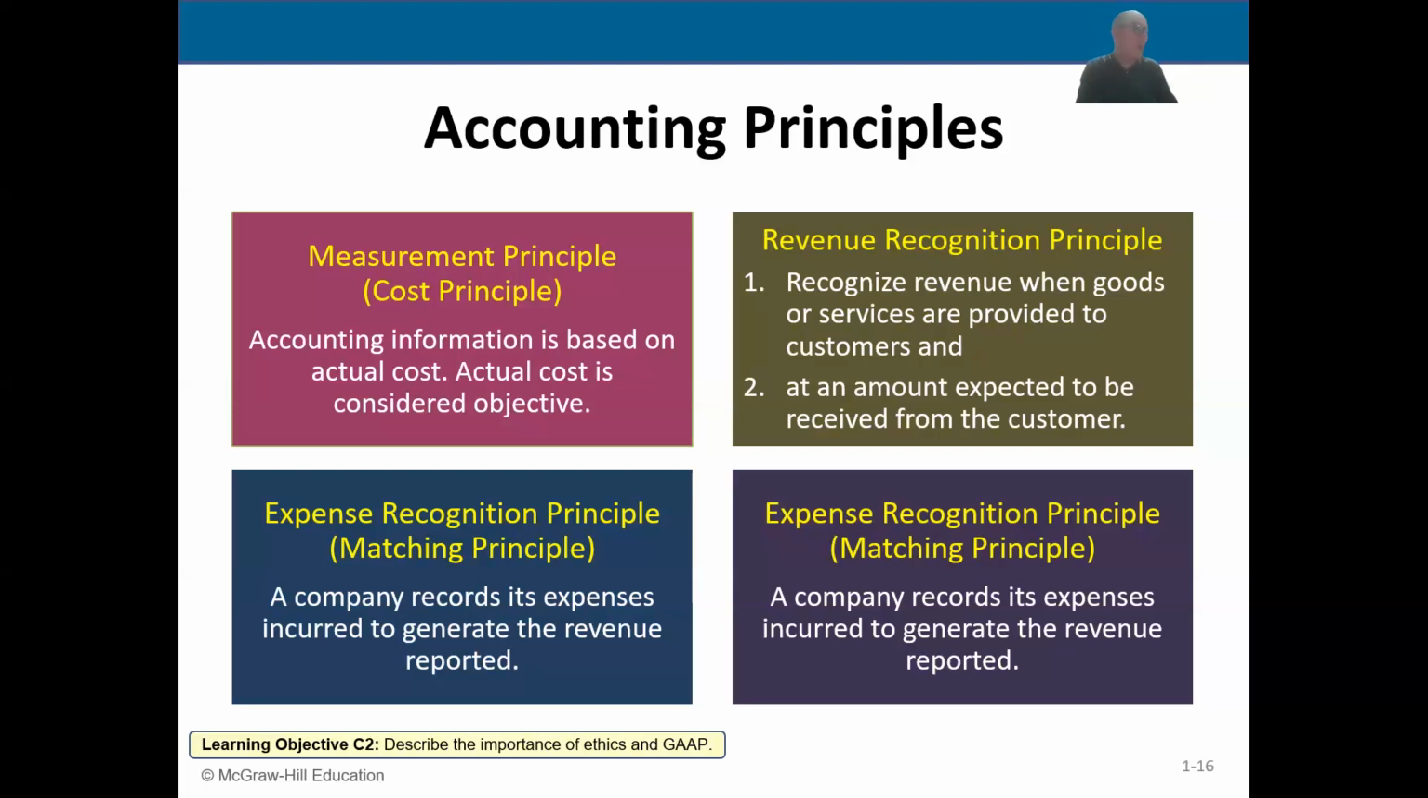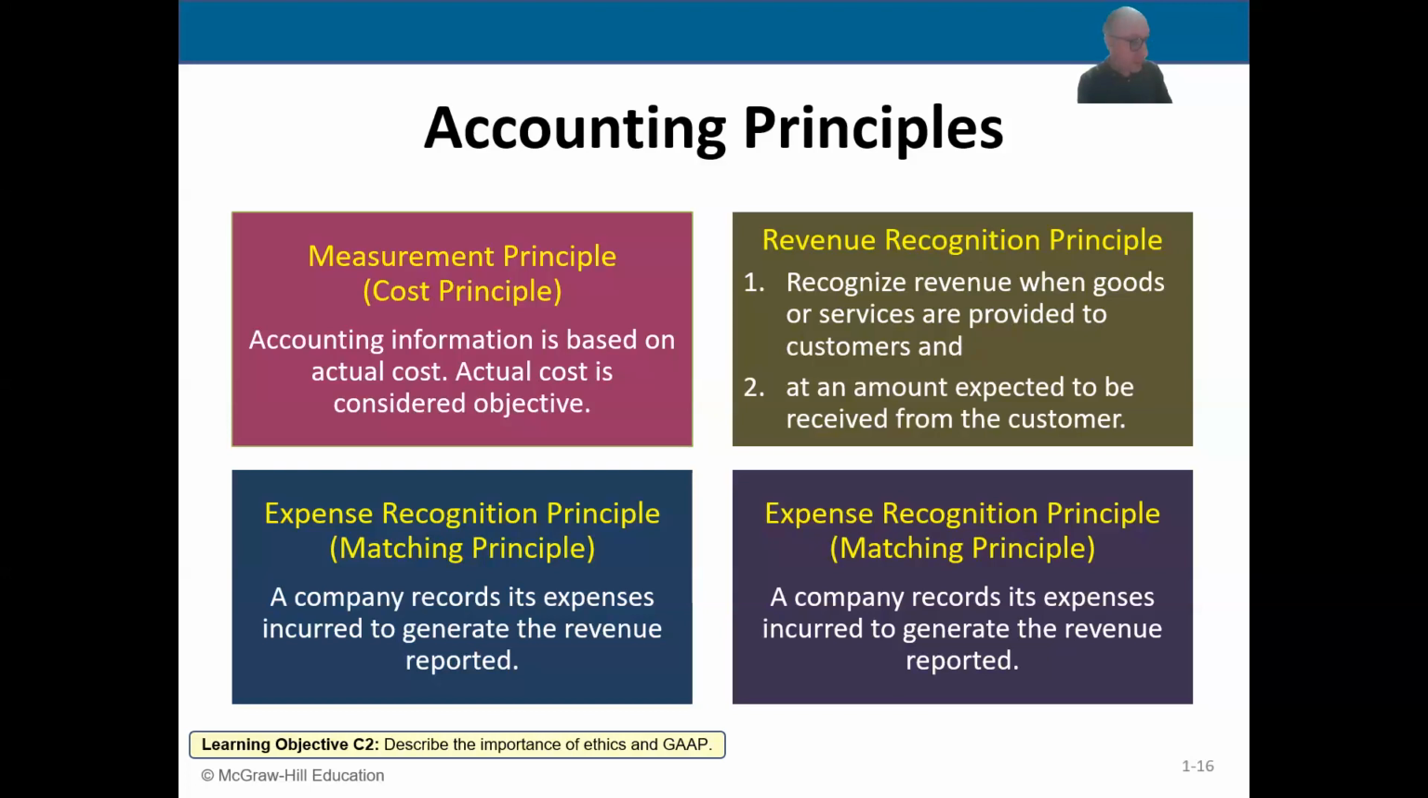The next one is called expense recognition principle. This is also known as the matching principle. Okay? The matching principle. The way the matching principle works is that when I record expenses, they have to match when the revenue was reported. Okay, here's what I mean by this.